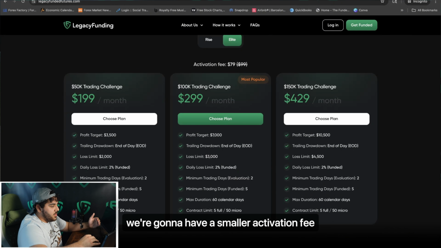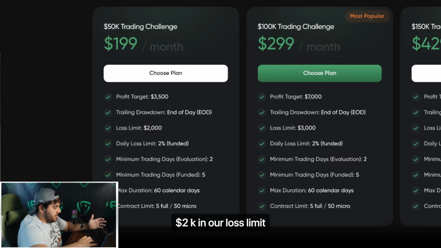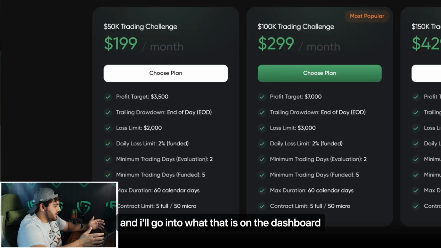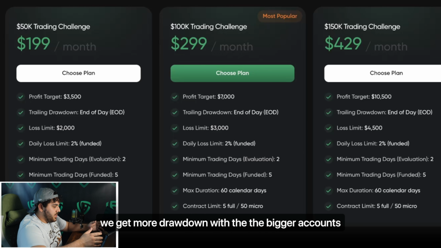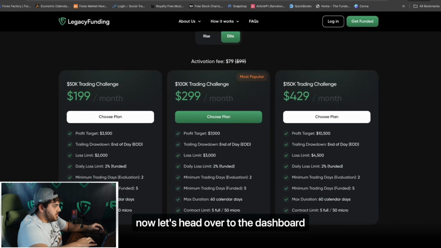Now going over to the elite accounts, they are going to be slightly pricier. However, we're going to have a smaller activation fee, and we're also going to have more favorable rules. Looking at the 50k, we get 2k in our loss limit, 3,500 in our profit target. Again, it's end of day trailing drawdown, and I'll go into what that is on the dashboard. And if we continue to look at the other accounts, same thing, we get more drawdown with the bigger accounts, but also a bigger profit target. Now let's head over to the dashboard.